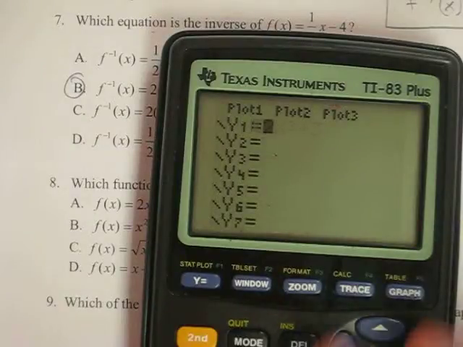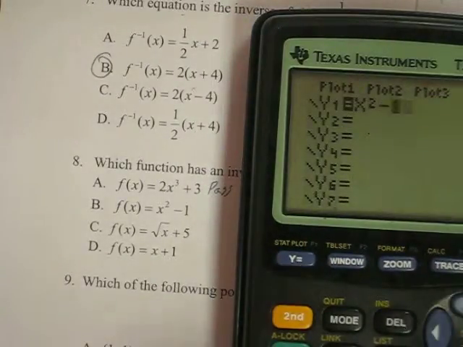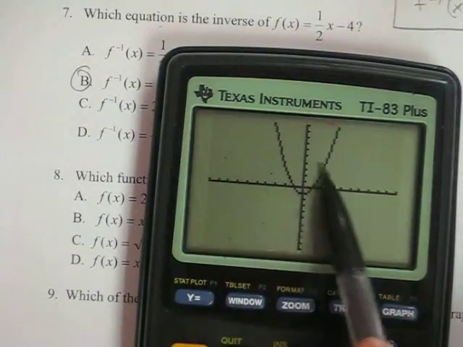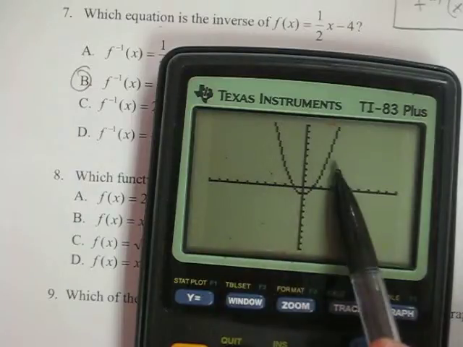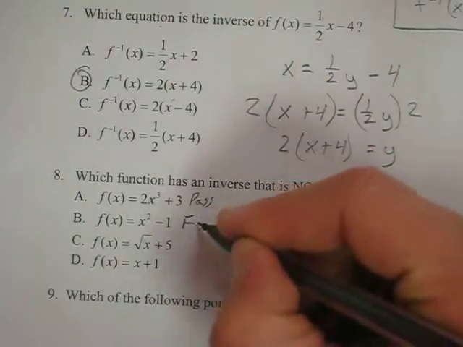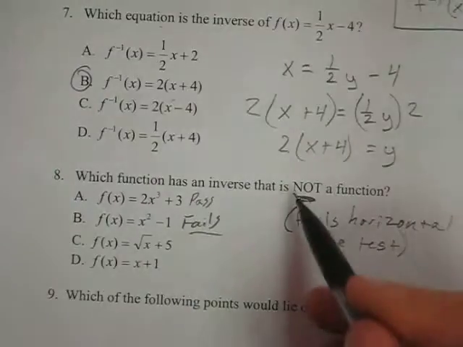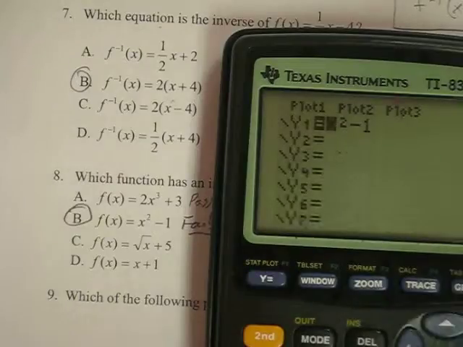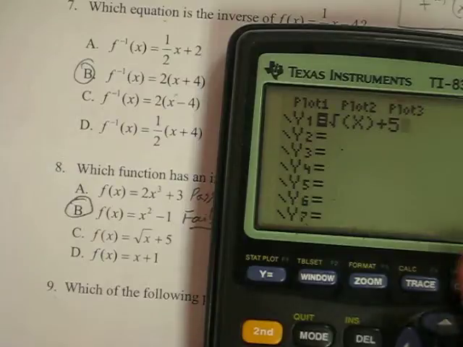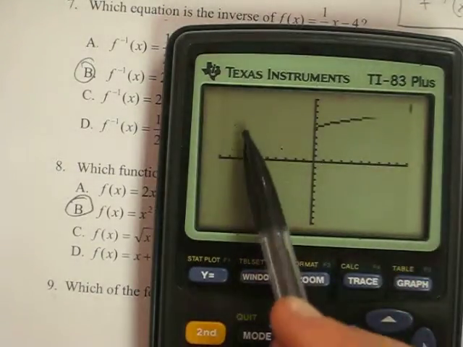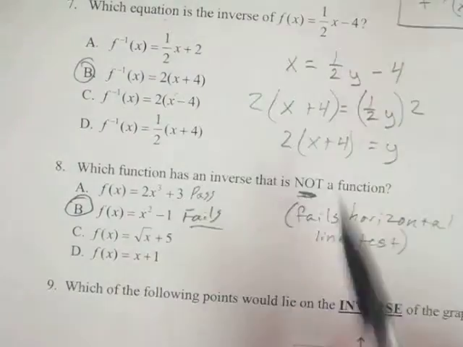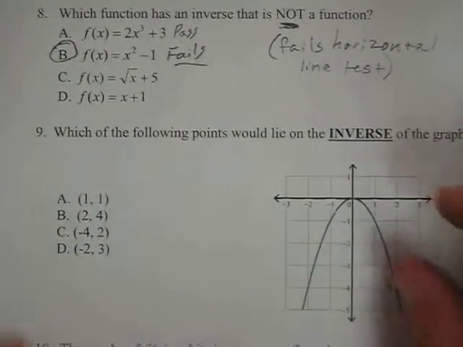If I have x squared minus 1, and I look at the graph, okay, if I do this, it touches it twice, okay? So this one fails the horizontal line test. So, which one is not a function? This one, because it fails the vertical line test. Let's do this one. The square root of x plus 5. When I graph this and draw a horizontal line, okay, it only touches it one time. And you'll see the same thing for this one. That vertical line will only touch it one time.